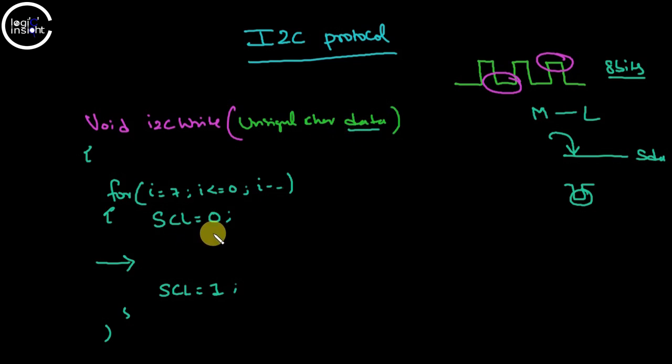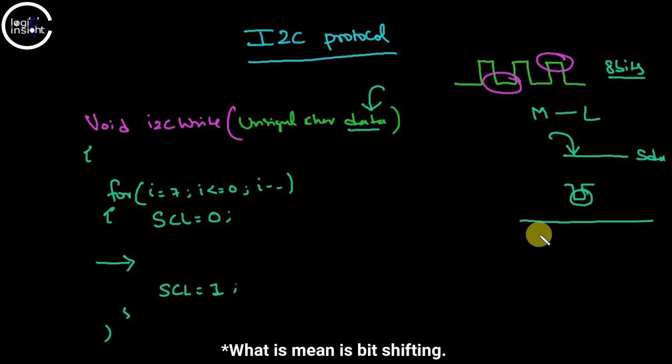So how do we transfer the data? The data is stored in the variable data. I have to extract each bit and put it on the SDA line. Before doing this, we have to know some basic operations, that is the bitwise AND operation. I have already made a video on bitwise operators, and there is also a video called set and clear bits. You can watch those; I'll explain briefly here.